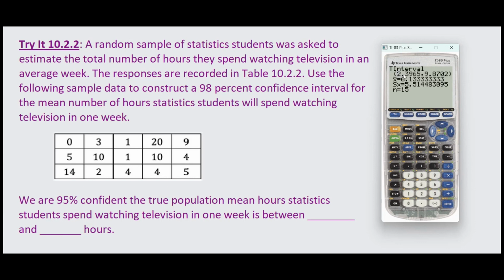And we get an interval from 2.3965 to 9.8702. If we round that to the nearest hundredth, we can say that we are 98% confident the true population mean hours that statistics students spend watching television in 1 week is between 2.40 hours and 9.87 hours.